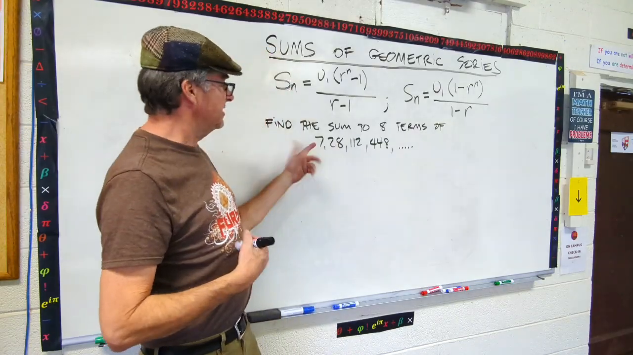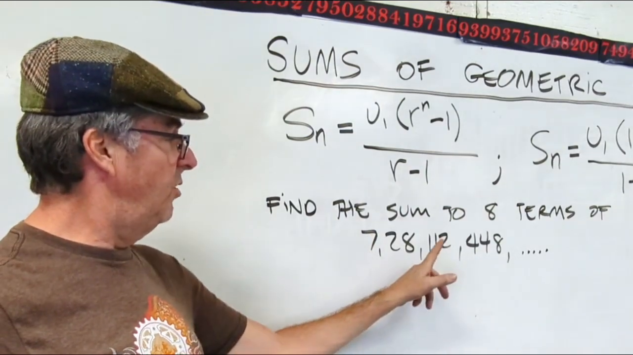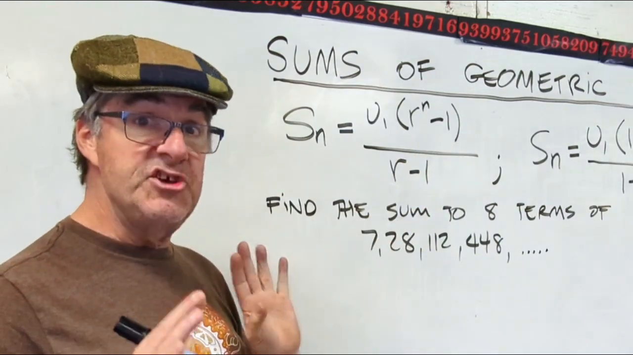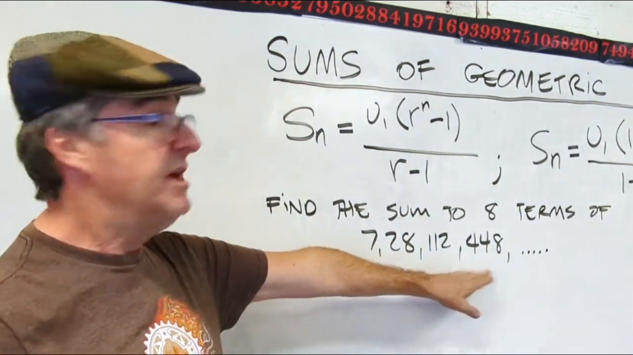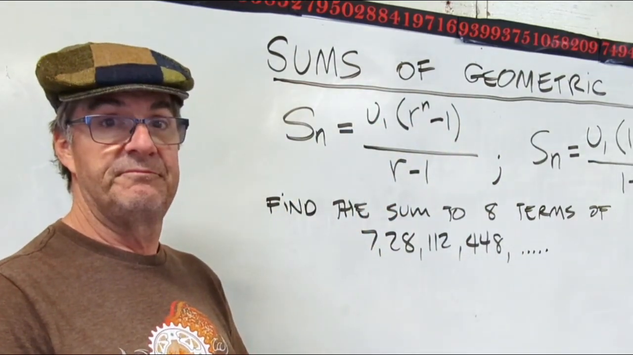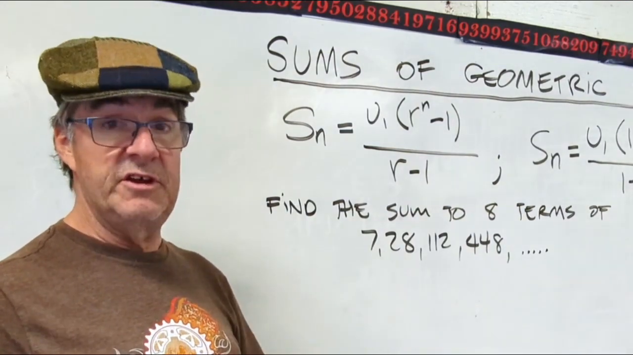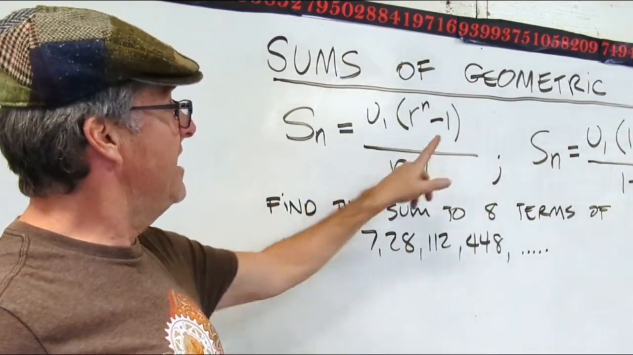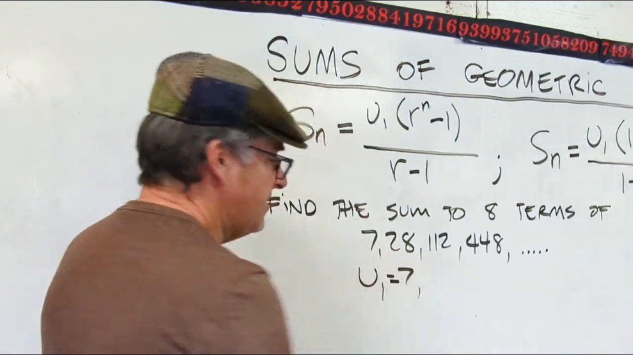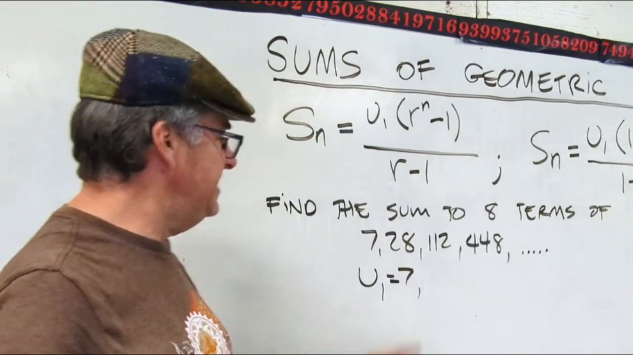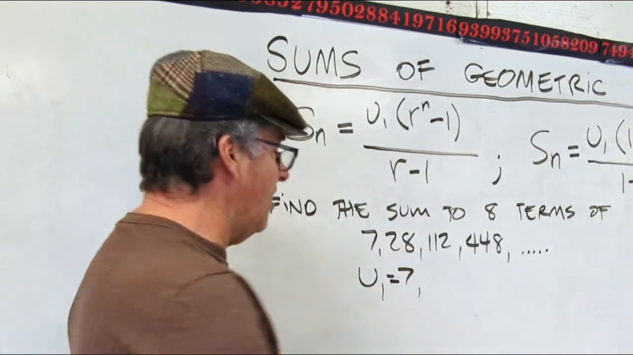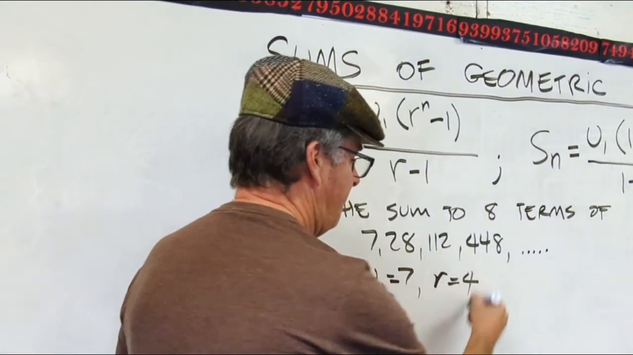Okay, here is our series. 7, 28, 112, 448. So take a look at our formula, figure out what you need from the series, and see if you can write the plug-in step for the first step of this calculation. Okay, so the first thing you needed to do was write down U1 and r. So U1 is pretty easy. U1 is just 7. And r, if you look at these numbers, you're going to see that you just multiply each successive term by 4 to get the next one. So our r equals 4.